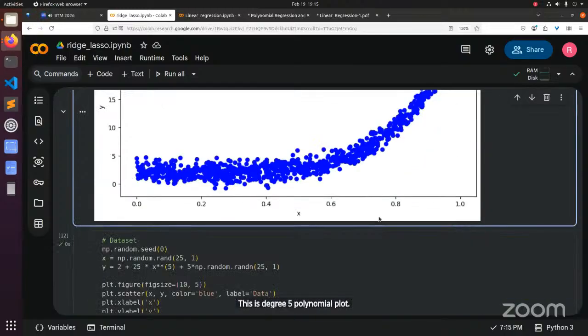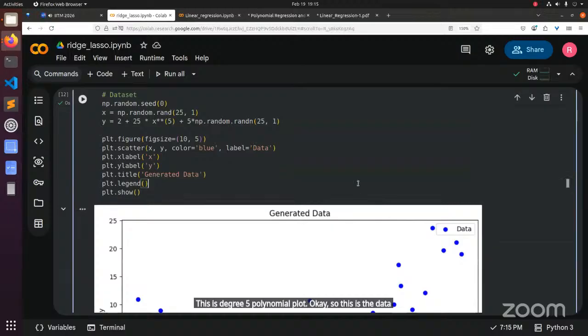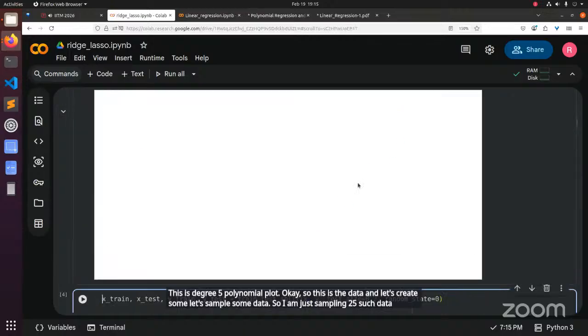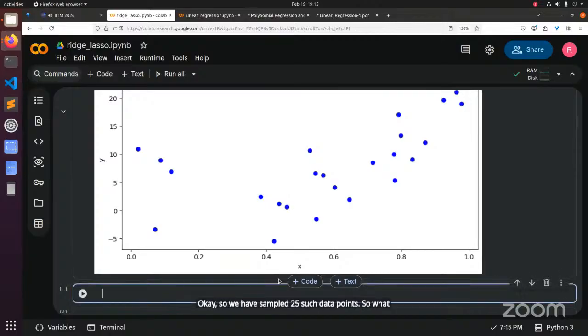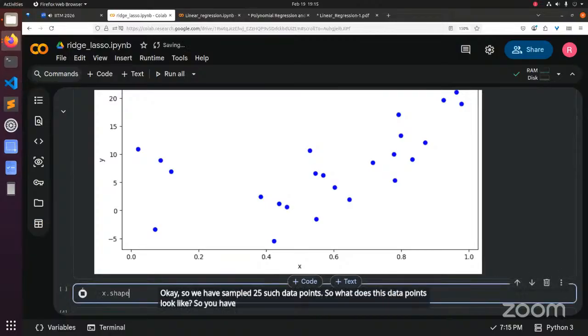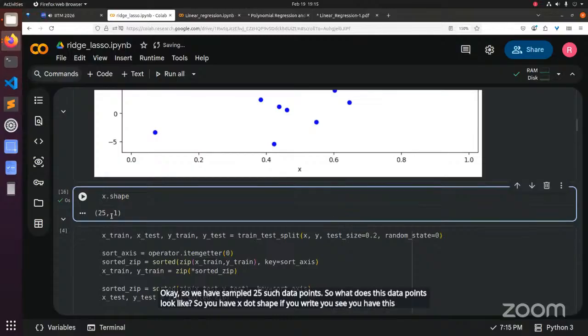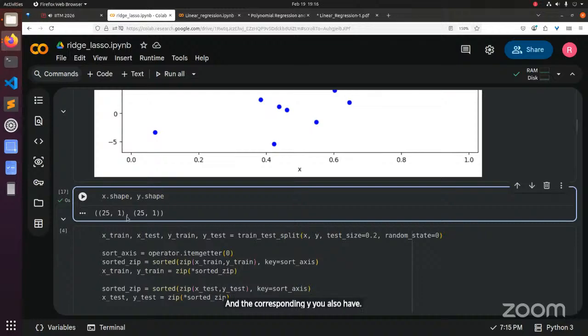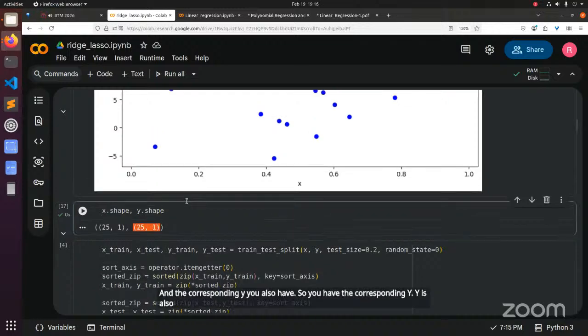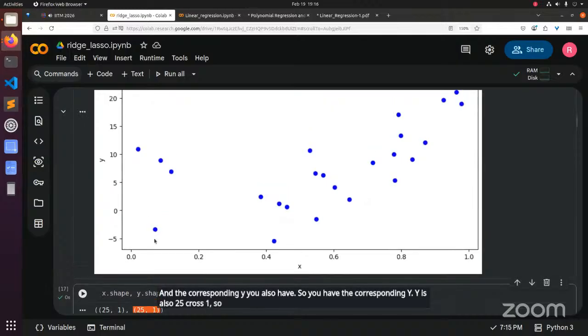So this is the data, and let's sample some of it. I am sampling 25 such data points. What do these data points look like? If you write x dot shape, you see 25 comma 1, and you also have the corresponding y. Y is also 25 cross 1. For this blue point, you have the corresponding y, and for every x you have the corresponding value of y.